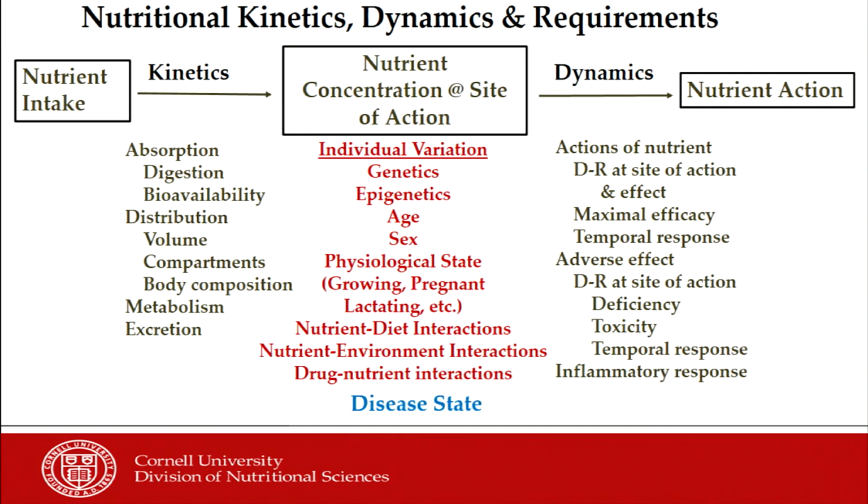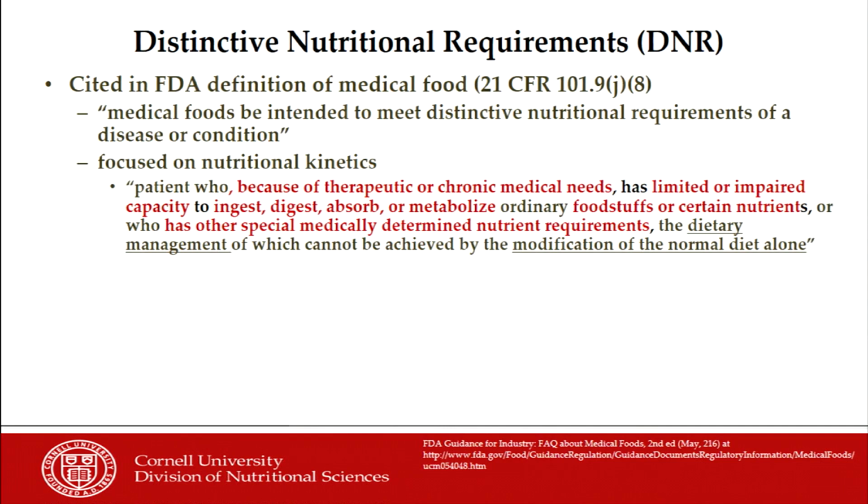And that's an important consideration that can affect the kinetics and dynamics of nutritional requirements. And Dr. Stover is going to talk much more about the biological processes that underlie this in his talk. Which brings us to distinctive nutritional requirements, and you've already heard that medical food is not the focus. I'm bringing this up because this is where distinctive nutritional requirements is defined. And medical foods are intended to meet distinctive nutritional requirements of a diseased population. And I want to point out that in the definition, it's focused on nutritional kinetics.